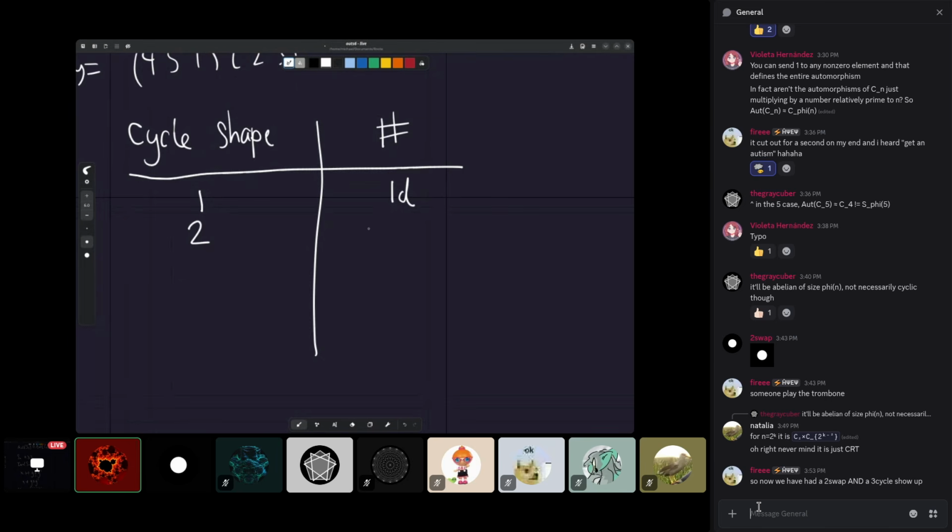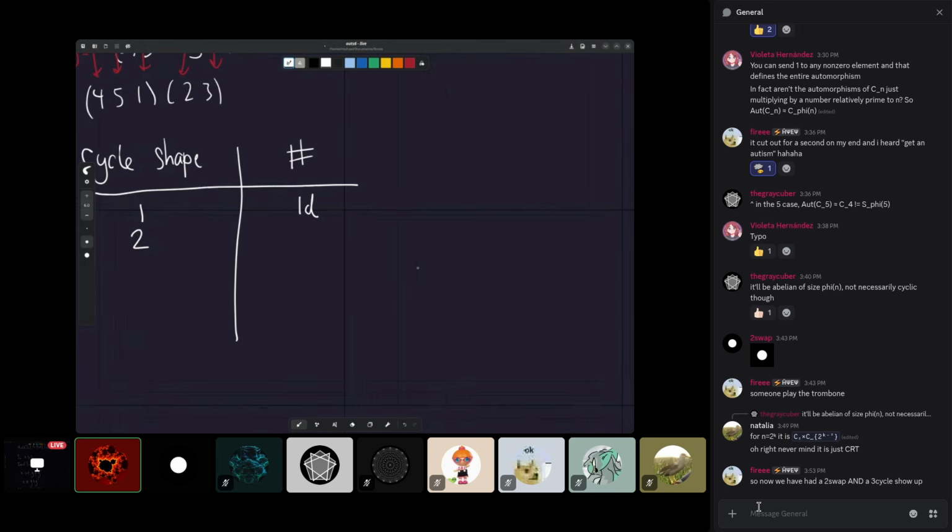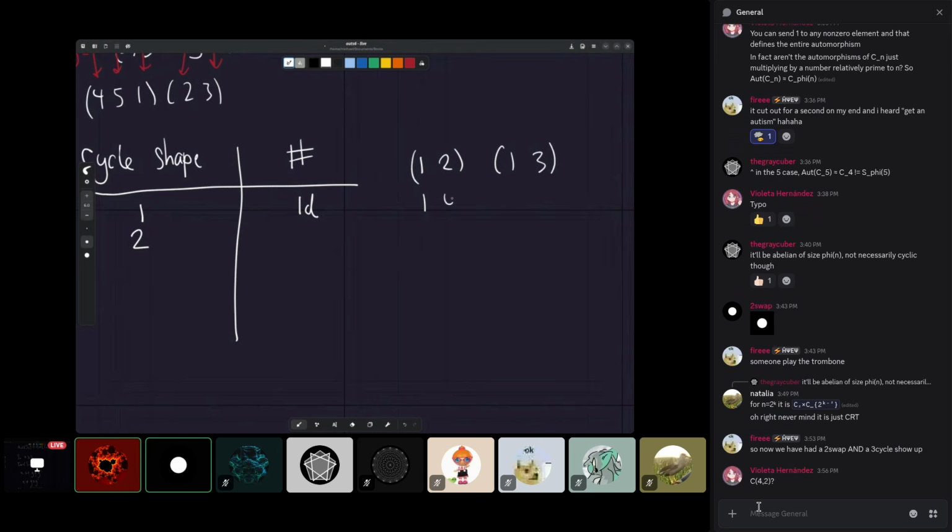I'll start writing some out over here. But yeah, someone tell me how many there are once you know. So we got 1, swapping 1 with 2, swapping 1 with 3. I think 6. Or choose 2. Yeah. There we go. 2 people said the correct thing.